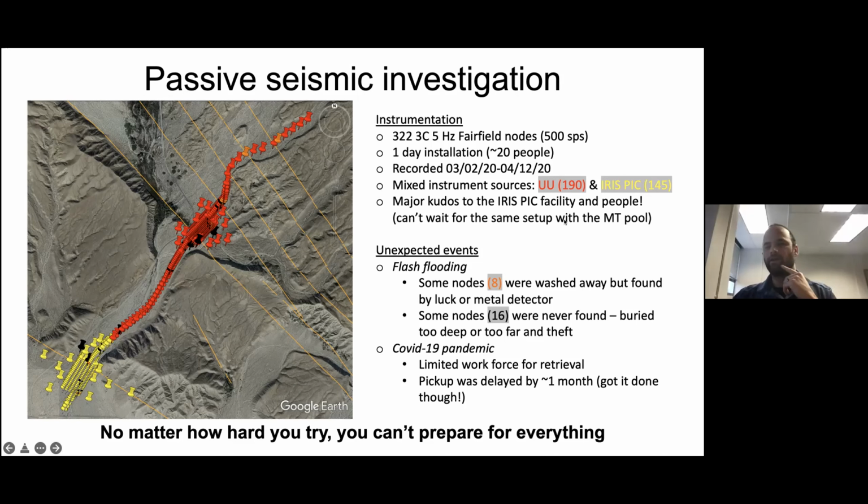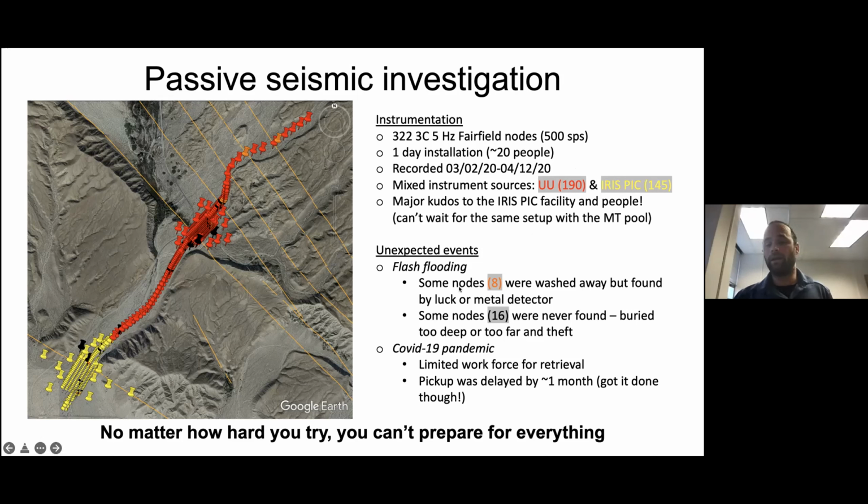And just for those of you interested, these are the details that came out of this experiment. We installed in the beginning of March. We were supposed to take these out in the beginning of April, but as all of you know, things were shut down completely, and we had a flash flood event. So the retrieval of this nodal array, which is normally the easier part, was actually much, much harder. But thanks to Frank and Yuri and many others, they got them out of the ground.